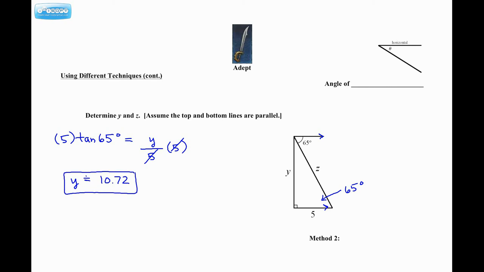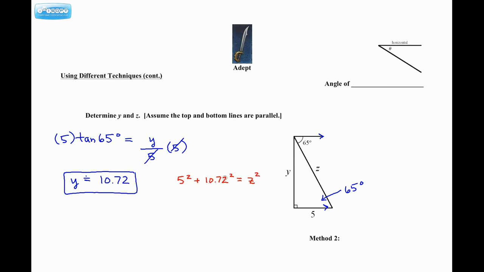Okay. So what remains to be found is z. Well, I'm going to do something much different this time. We could use trigonometry, but because we have a right triangle and I know 2 of the sides, I can use Pythagoras to figure out the missing one. So that's what I'm going to try right now. Remember, a squared plus b squared equals c squared, which means 5 squared plus y squared, which I now know to be 10.72. That's the hypotenuse squared, so this would be z squared.